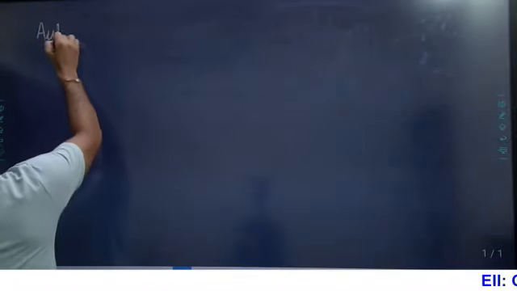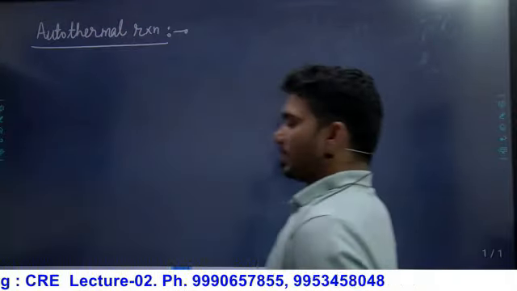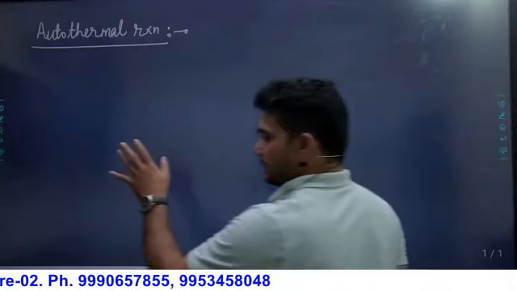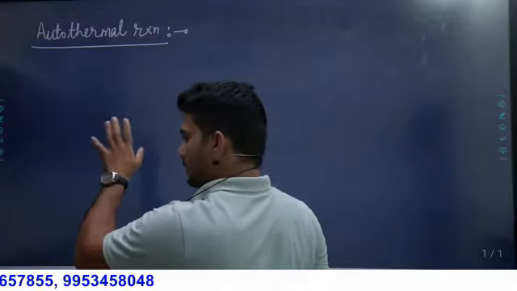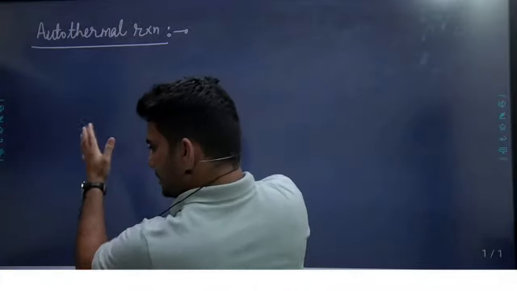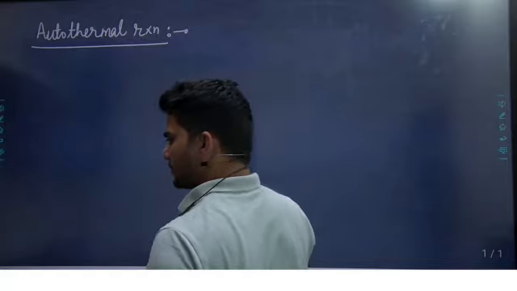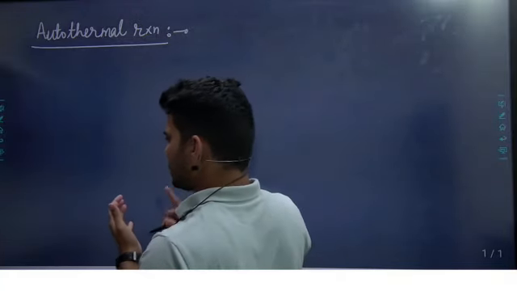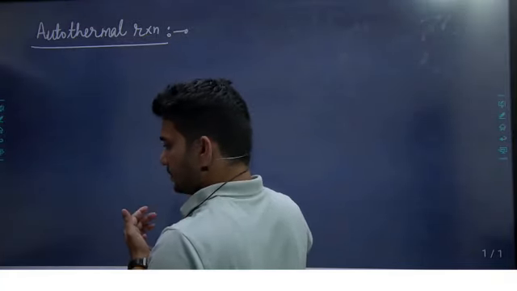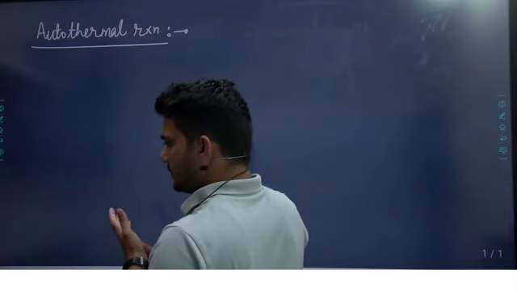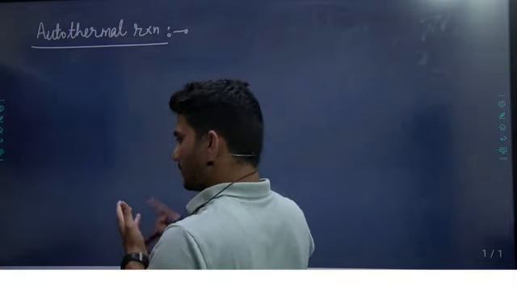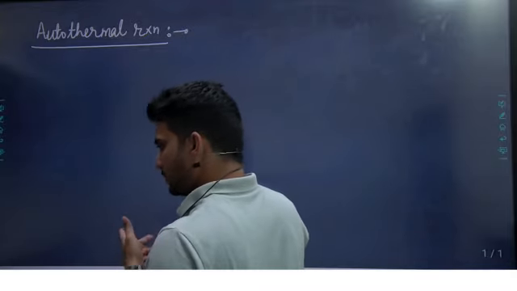Now try to understand that there is one more important reaction, the autothermal reaction. Again I am telling you, the first classification I told you about was irreversible and reversible reactions. In this part we discuss various types of reaction, whether decomposition, combination, oxidation, reduction, redox, or precipitation reaction.